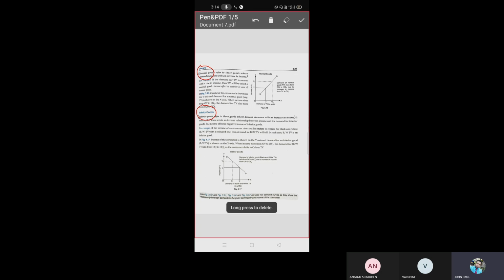You can see, when consumer income increases, what will happen? The consumption of normal goods also will increase. When income increases, we won't use inferior goods. So what happened here? The inferior goods demand decreases.